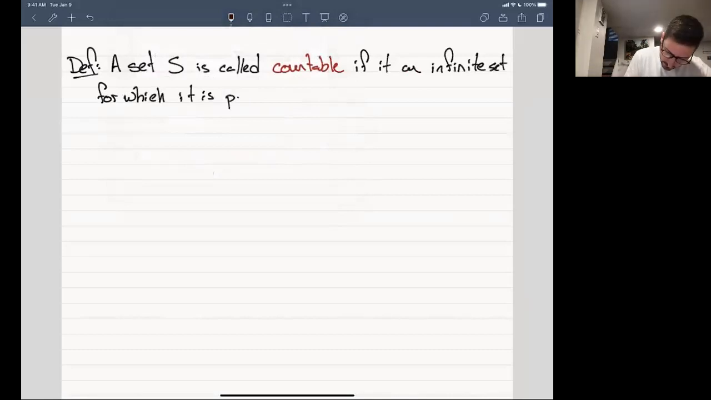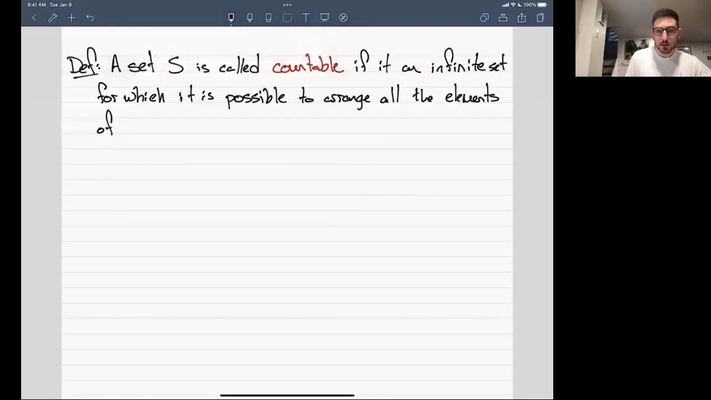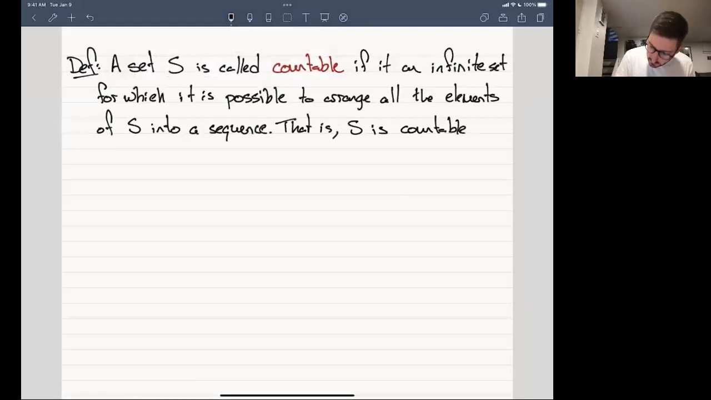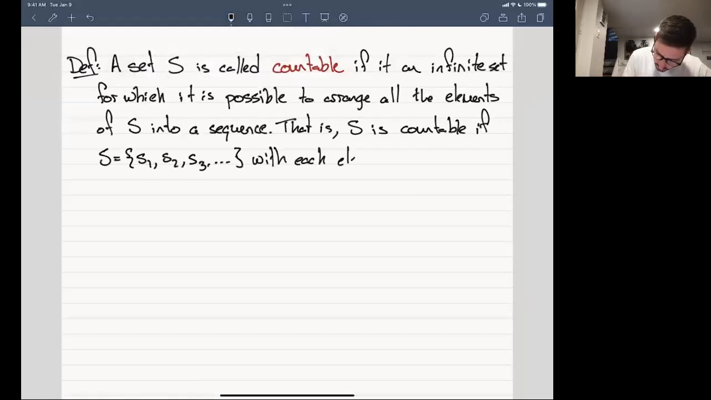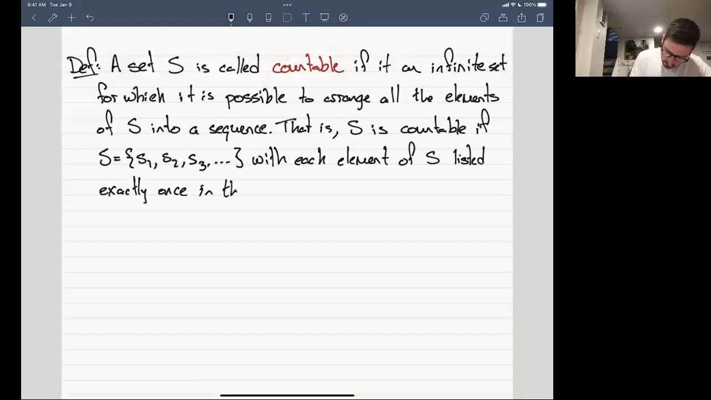A set S is countable if it is possible to arrange all the elements of S into a sequence. So we're back with sequences, right? Back where we started at the beginning of this class. That is, S is countable if I can write S as just a sequence of elements, S1, S2, S3, and so on and so forth, all the way to infinity, with each element of S listed exactly once in the sequence.